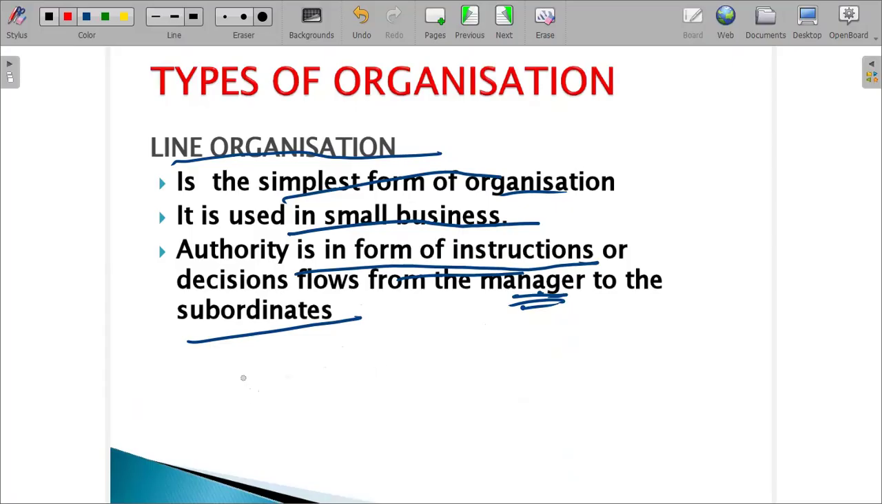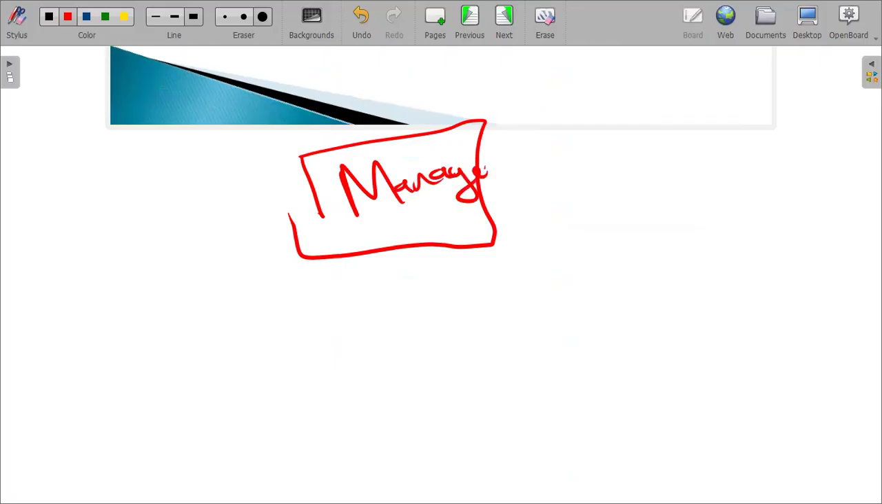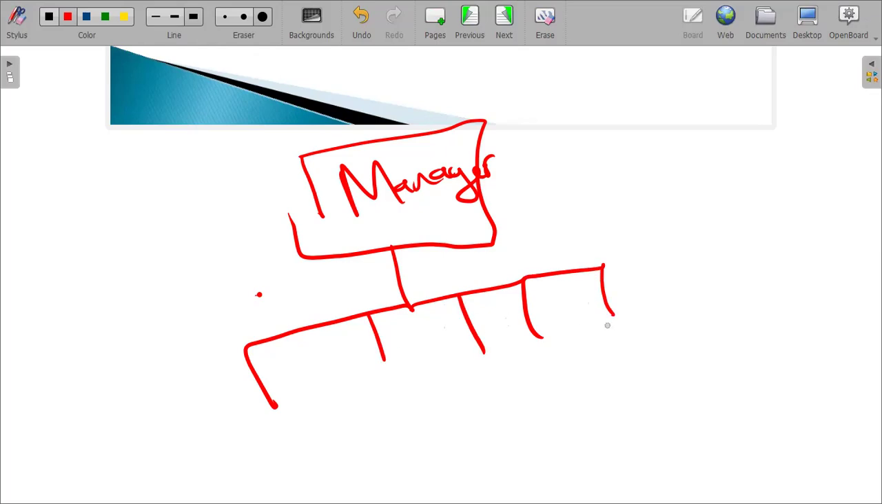This type of organization is suitable for maybe a small bakery or a small butcher, whereby there's a manager and employees. It is ideal for a small business. It is very simple to form, whereby we can see that there is a manager, and after that there are employees reporting to the manager. So that's what the structure looks like.